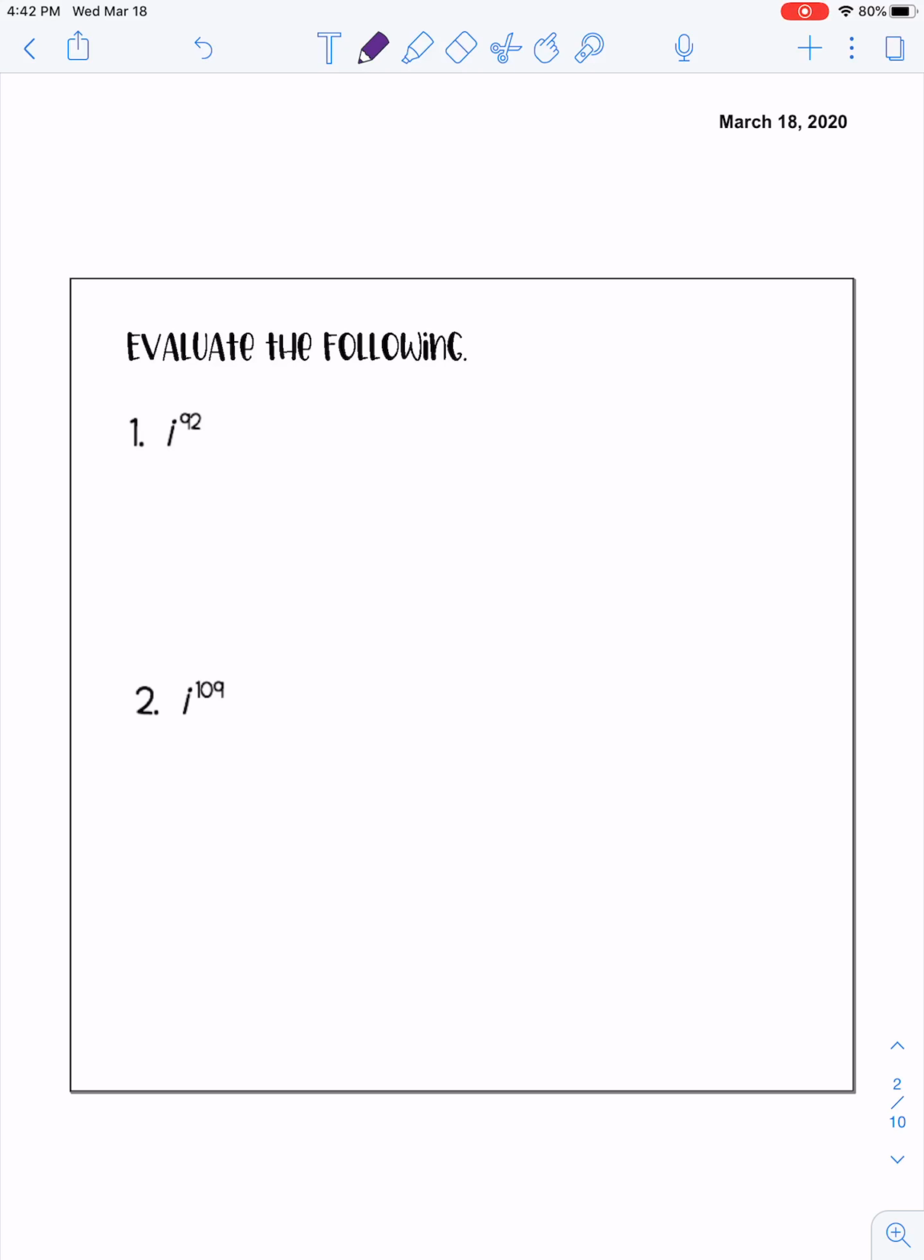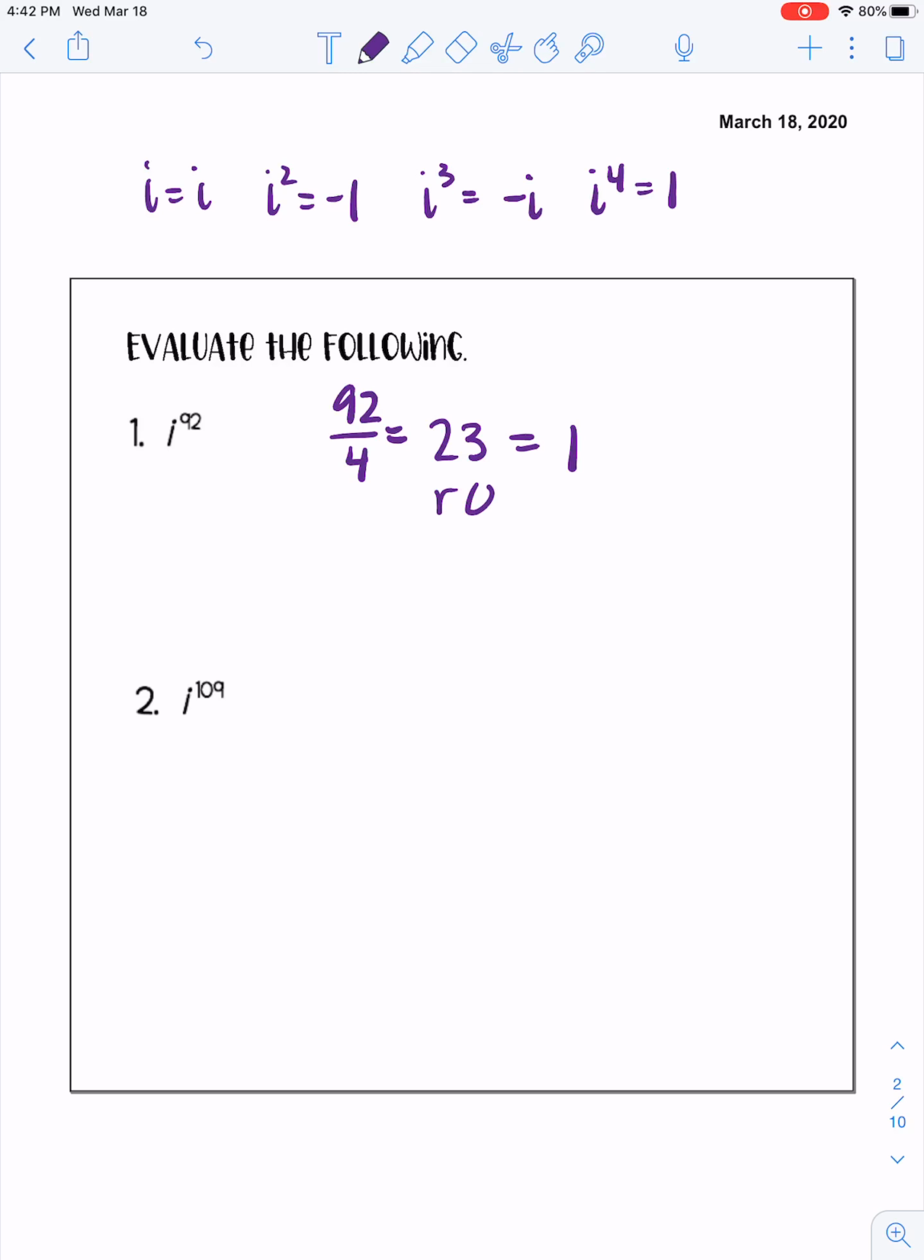So again, you have to take 92 and divide it by 4 and look to see what the remainder is. So 4 goes into 92 23 times evenly with no remainder. So then I know that, if you remember, i squared is negative 1, i cubed is equal to negative i, and i to the 4th is equal to positive 1. So this is going to give me a positive 1 because there's 0 remainder, right? Remainder 0, which is this option here.